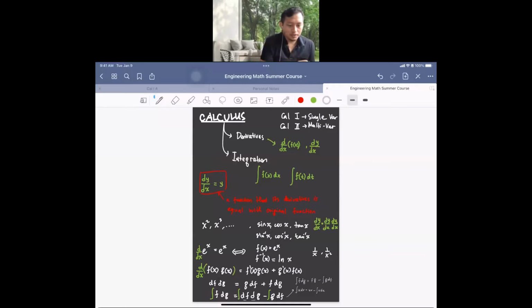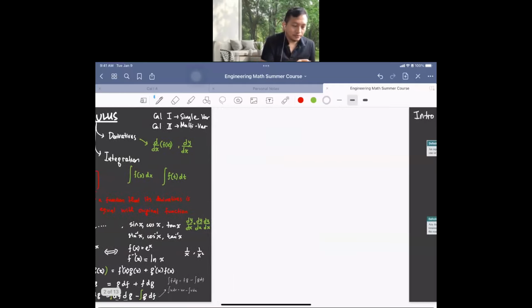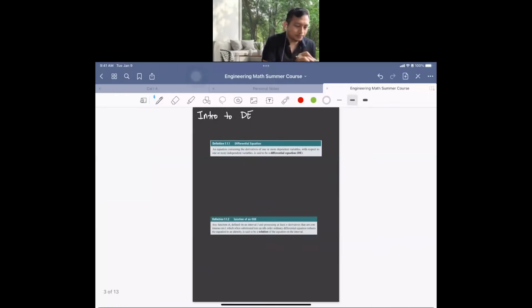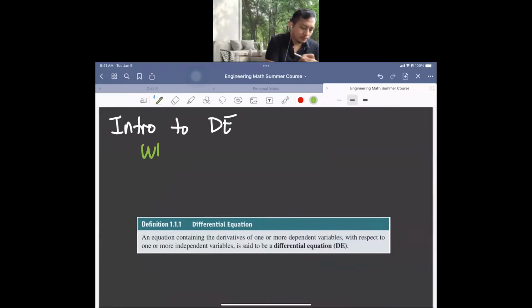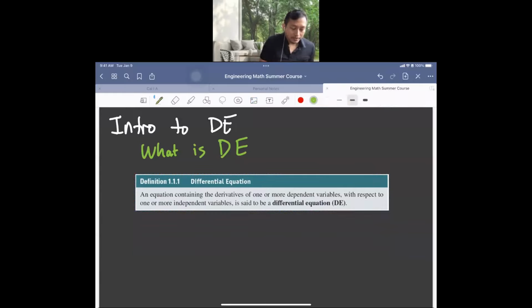Now we move on to the definitions for the first part of our introduction. This is related to differential equations. So what are differential equations? Let me simply write DE for differential equation. To begin with, let me just give you this definition: an equation containing derivatives of one or more dependent variables with respect to one or more independent variables is said to be a differential equation.